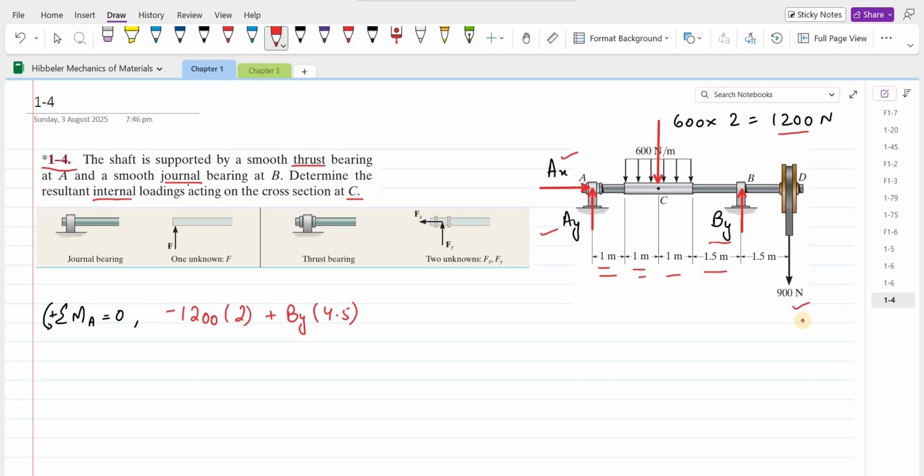This 900 newton force is trying to rotate the shaft in clockwise direction about the point A. So the moment produced by this 900 newton force will be taken as negative. So we have negative 900, and the moment arm is the length of this shaft, so 6 meters, equals 0. So upon simplification, BY comes out to be 1733.33 newtons.